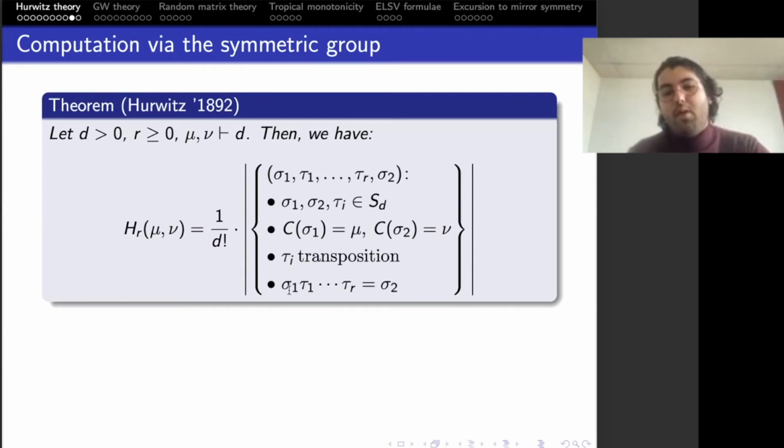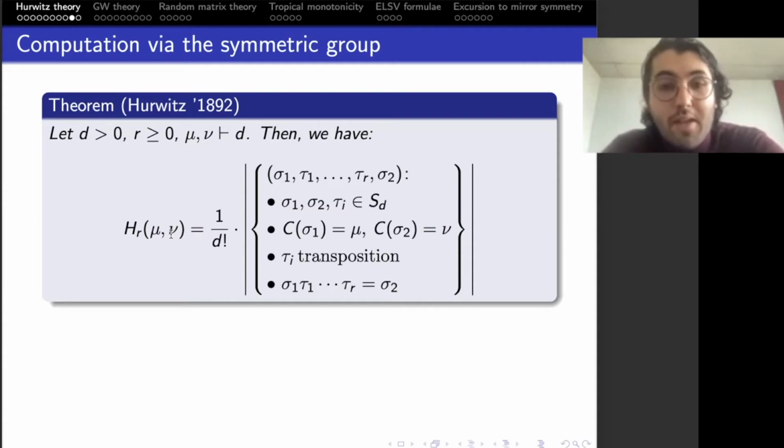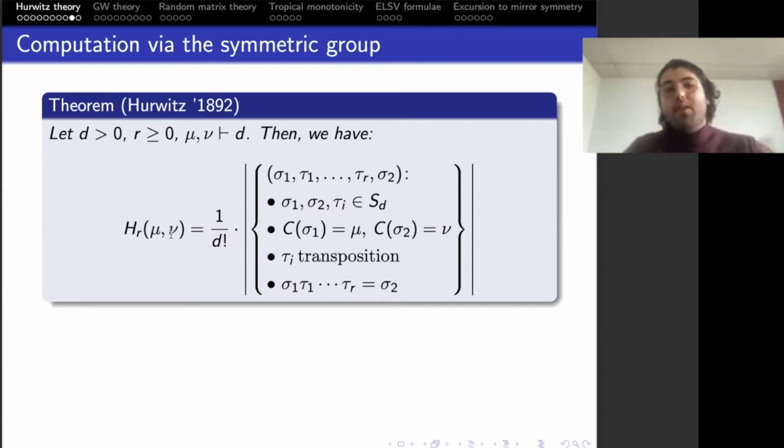And then I have one more condition, namely that the product sigma 1, tau 1 to tau r is exactly equal to sigma 2. So this is the last condition, and therefore double Hurwitz numbers may be computed in terms of factorizations in the symmetric group with prescribed cycle types. This is what Hurwitz proved in 1892, and this is a very amazing theorem because we started with this very complicated algebraic geometry problem where we wanted to count non-constant holomorphic maps between Riemann surfaces, and Hurwitz told us we can simply do this in terms of factorizations in the symmetric group.